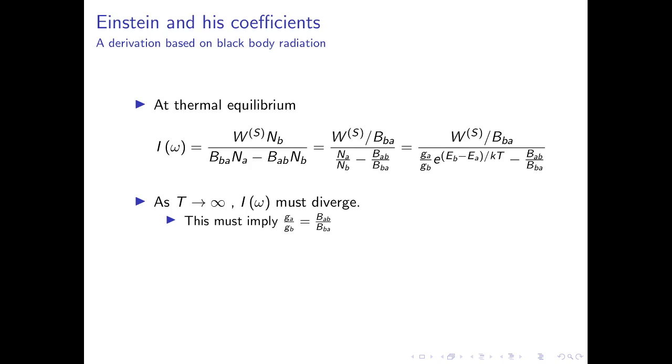But notice, Einstein did not use any perturbation theory etc. at this time because of course those theories were not even there. Quantum mechanics was not even there at that time when he was doing this. So Einstein used purely physical arguments that at equilibrium you must have I omega given by an expression, and this I omega must diverge as T goes to infinity. So that was one part, and as a result, once you put BAB by BBA equal to GA by GB, you end up with this expression for the whole thing.